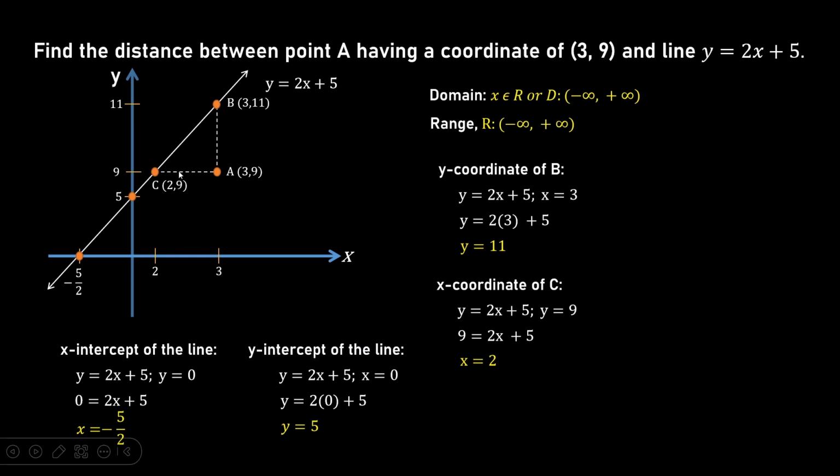Is it the distance between C and A or A and B? Neither of the two. The distance that we are looking for is, first, we need to draw a line from point A to the line, and this line should be perpendicular to the given line y is equal to 2x plus 5. Let's consider this intersection as D, and the distance of this line is D, and this is the distance that we are after for.